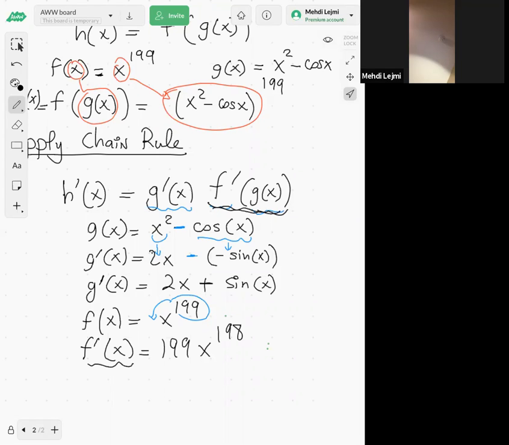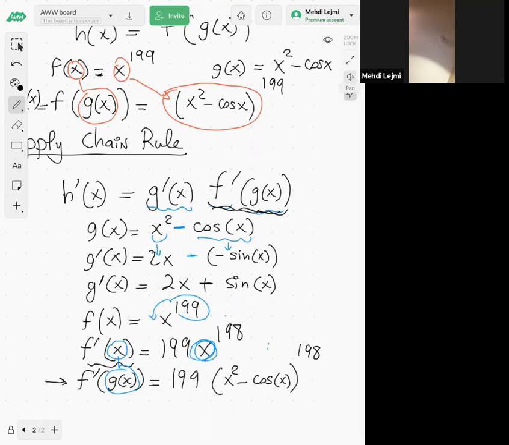We need f prime of g of x in the formula, right? So now we need to find f prime of g of x. All right, so we need to substitute this x here by g of x. So that will be 199, and then I have my g. So my g is x squared minus cosine x. And then I have this power 198, right? So then I got my f prime of g of x, all right?